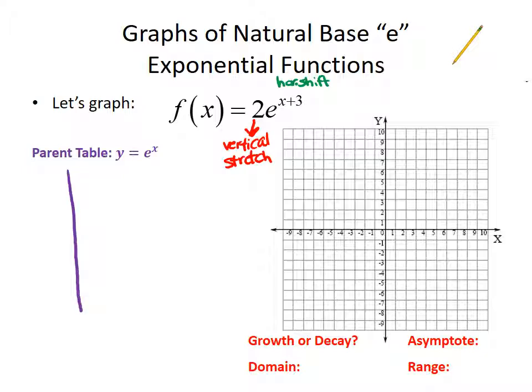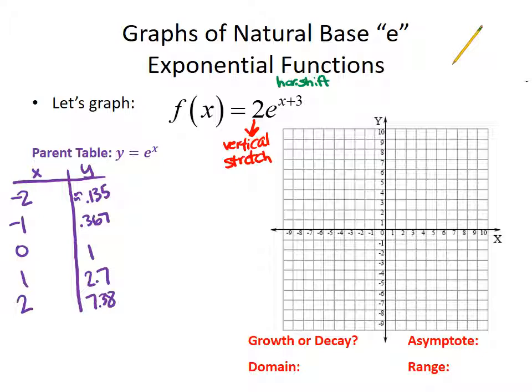So let's begin with our parent table. From the previous slide, we know we're going to use those standard values of -2, -1, 0, 1, 2. Using our calculator, we found out what our y values would be, which is approximately 0.135, 0.367, 1, 2.7, and 7.38.